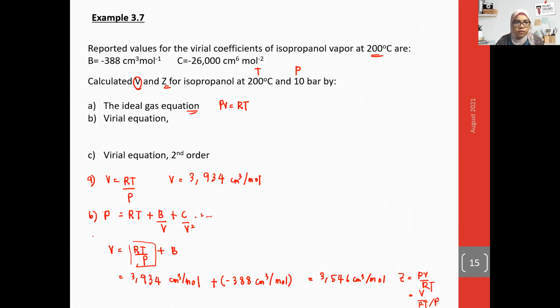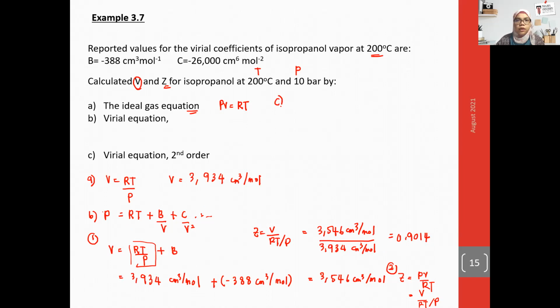okay. So let me get this number 1, and then number 2 here. So you move to here, Z equal to PV over RT. So V here, what is our V? You can just play around or rearrange this to RT over P we have. Otherwise, you need to calculate or insert one by one the value. So we have done for B.